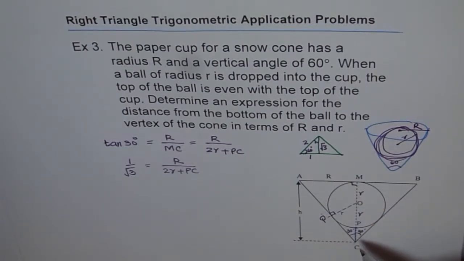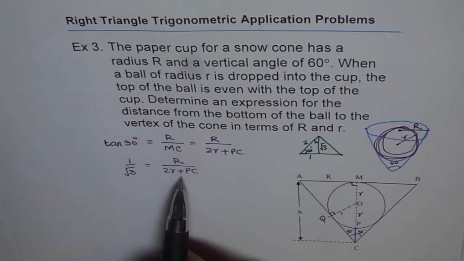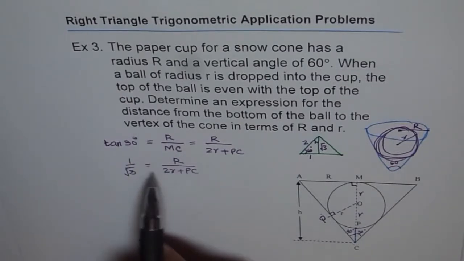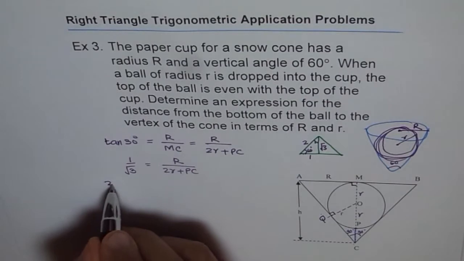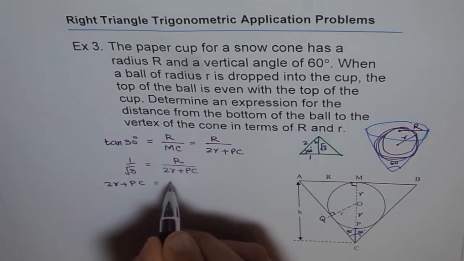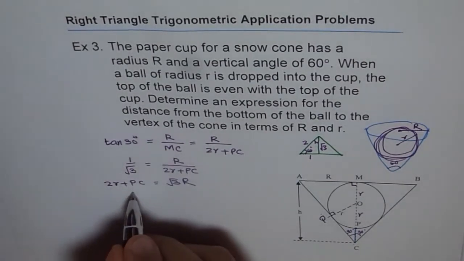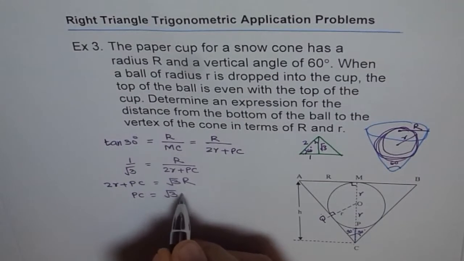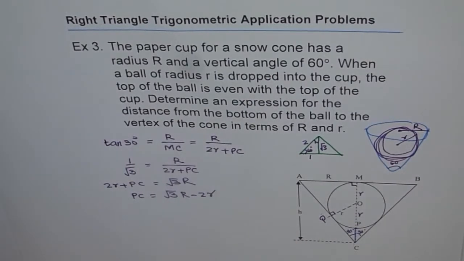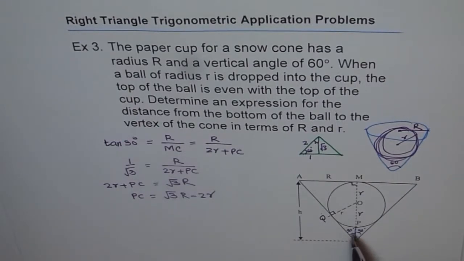This is what we need, right? So let's simplify this expression. So let's cross multiply first. So we get 2r plus PC equals square root 3 times R. Now let's isolate for PC, which we want, right? PC equals square root 3 R minus 2r. So that is the expression which relates the bottom which is left, in terms of capital radius R and the small radius r of the ball, right? So that's our solution. So that's how we can do it.